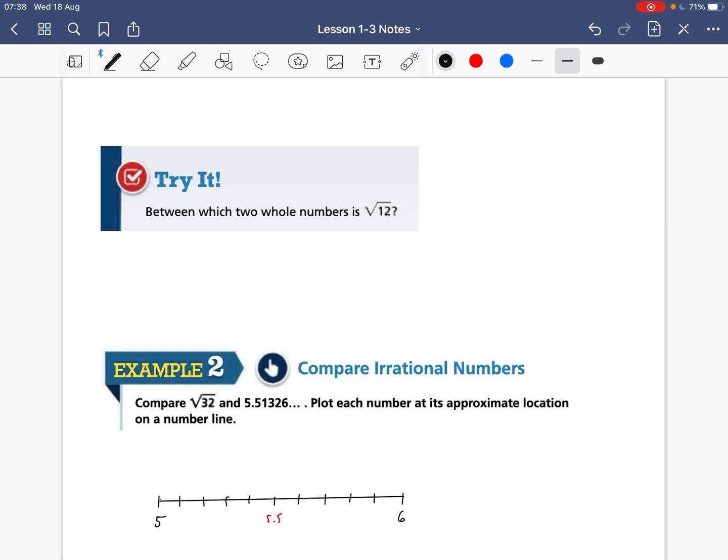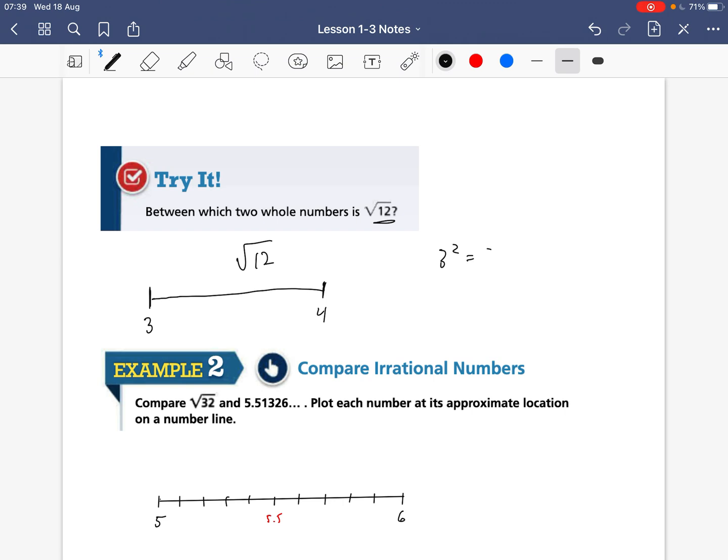Which two whole numbers is the square root of 7 between? So square root of 12, I don't know why I said 7. It's clearly a 12. So the square root of 12, what two whole numbers is the square root of 12 between? So we have a whole number here, and we'll have a whole number here. Go ahead and type that in. All right, it's between 3 and 4.